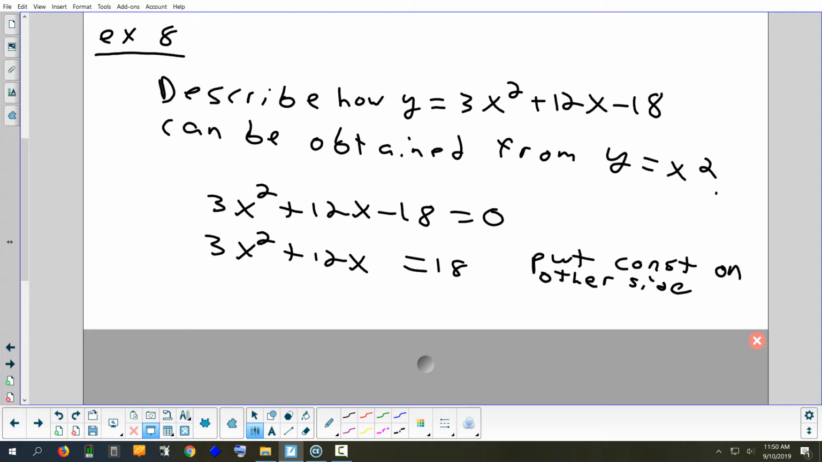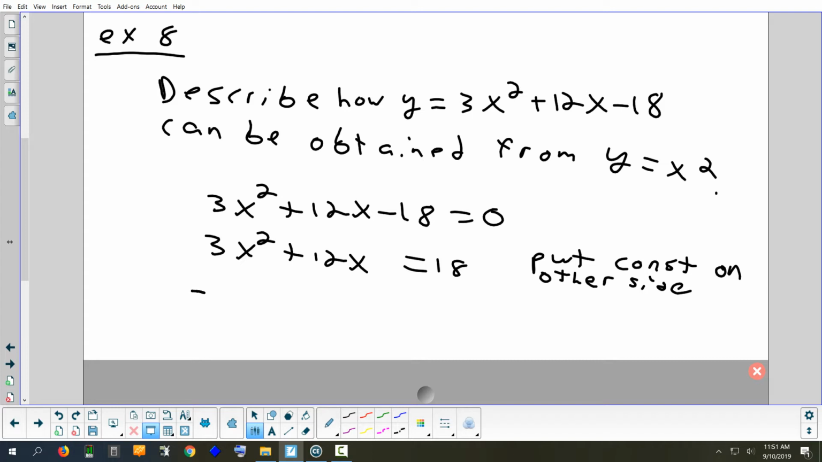Next thing, to complete the square, you can only do it if the coefficient of x squared is a 1. Is the coefficient of x squared a 1 here? No. So then we can factor out the coefficient. So factor it out.